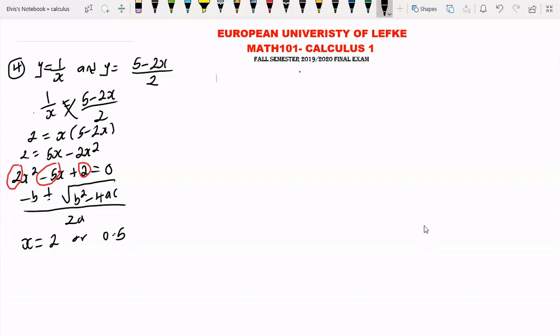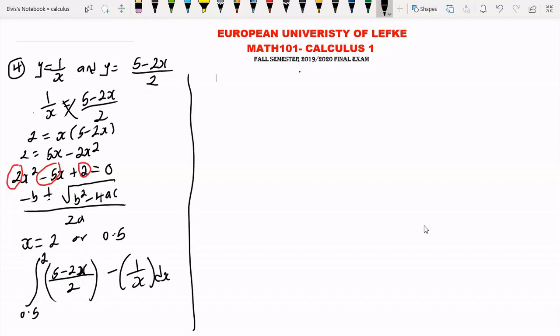So we're going to start from 0.5, then we're going to move to 2. Okay? So this is going to be the integral from 0.5 to 2. Now, guys, this is going to be g of s minus f of s. So we're going to subtract the first function from the second function. Okay? So this is going to be (5 minus 2s) over 2. Okay, guys? Then minus 1 over s, ds.